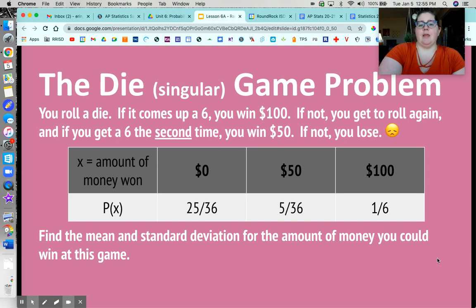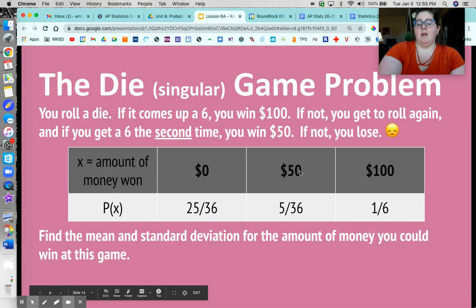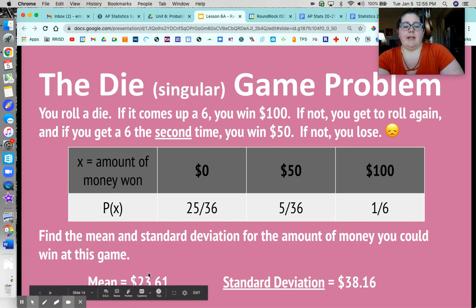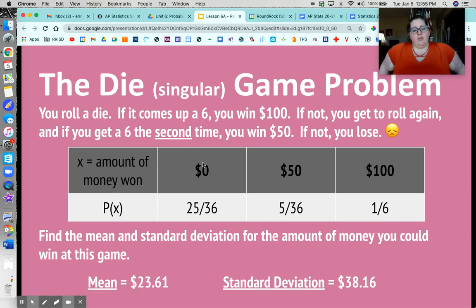So again, the mean would be 0 times 25 out of 36 plus 50 times 5 out of 36 plus 100 times 1/6. I'm going to get 23.61. For standard deviation, I would do the square root of (0 minus 23.61) squared times 25 out of 36 plus (50 minus 23.61) squared times 5 out of 36 plus (100 minus 23.61) squared times 1 out of 6. When I add those all together, I would get the variance. And then when I square root that, I get my standard deviation, which is $38.16.